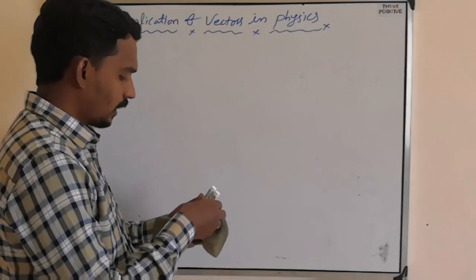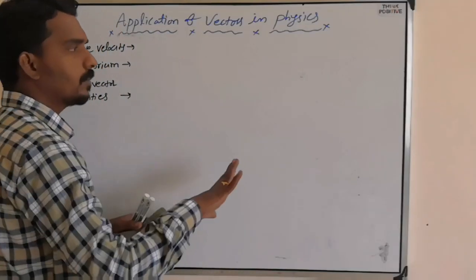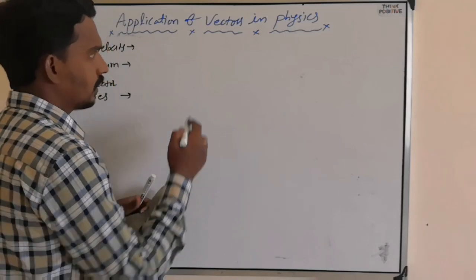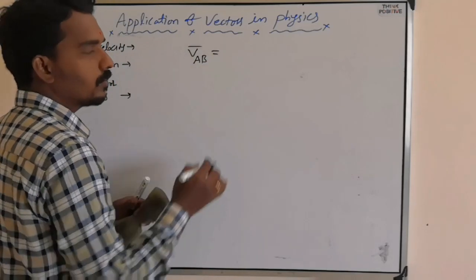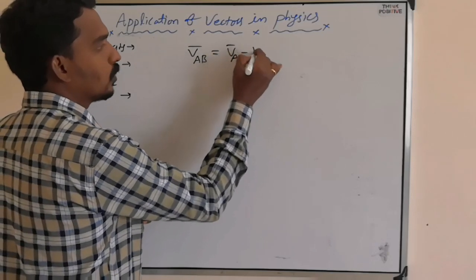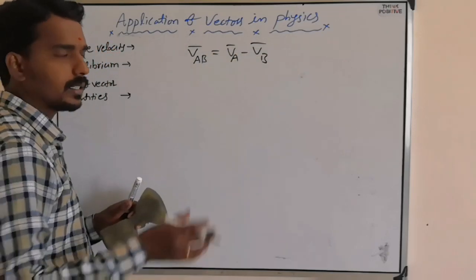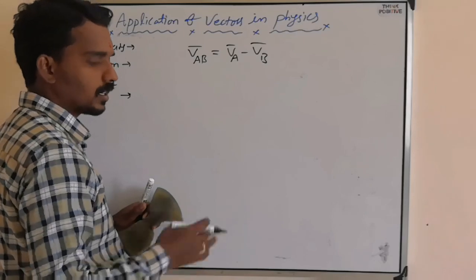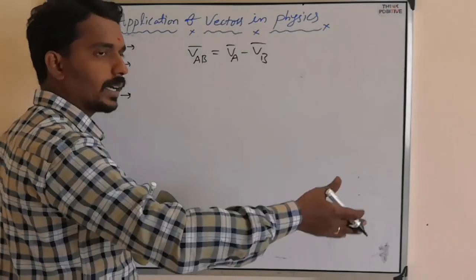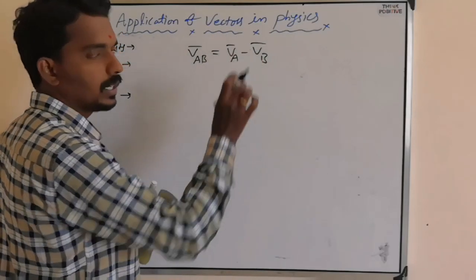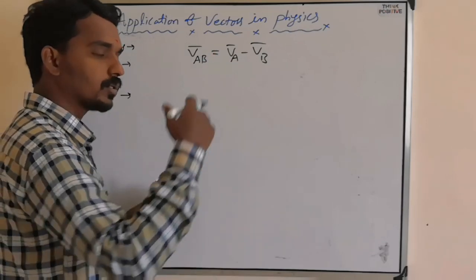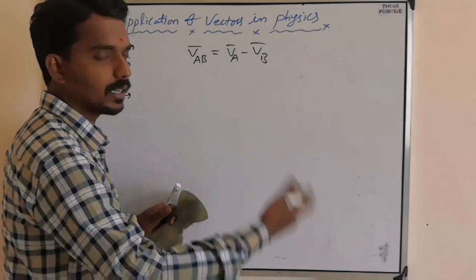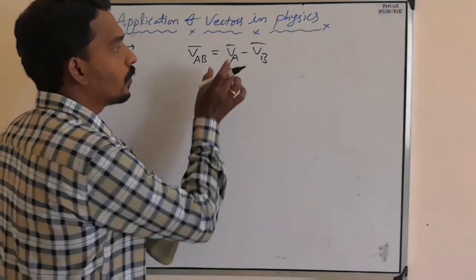First thing, relative velocity in one dimension or two dimension. Relative velocity means velocity of one particle with respect to another one. Then the generalized formula is, suppose A with respect to B means you have to subtract B. Suppose B with respect to A means you have to subtract A. VB minus VA then. But vector.